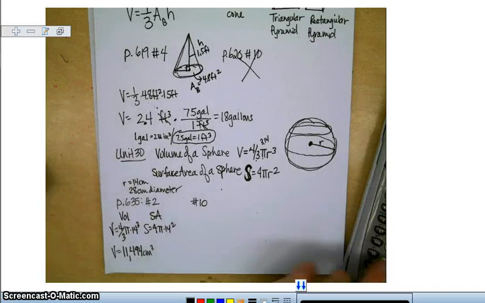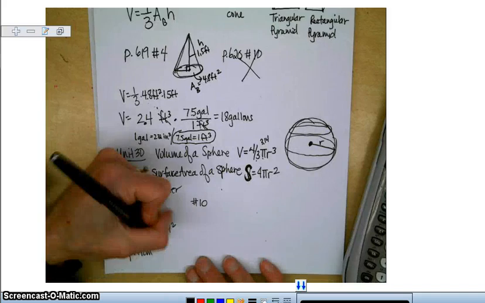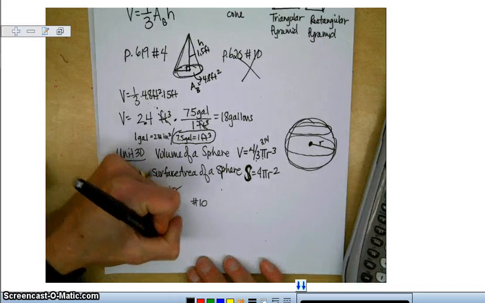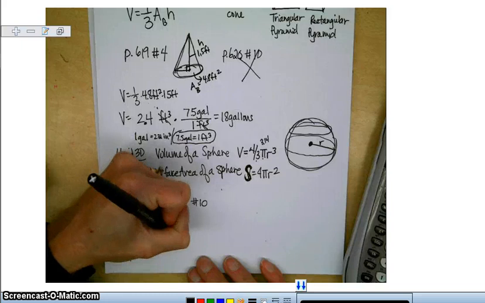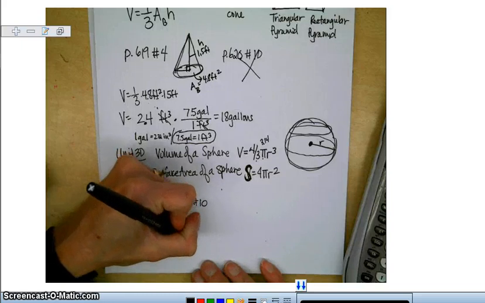So then if I work out the surface area, 4 times pi times 14 squared, the surface area is 2,463 approximately, and that's rounded, and that is only centimeters squared.